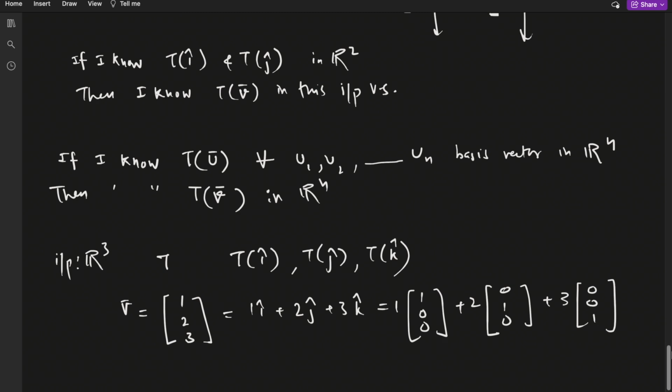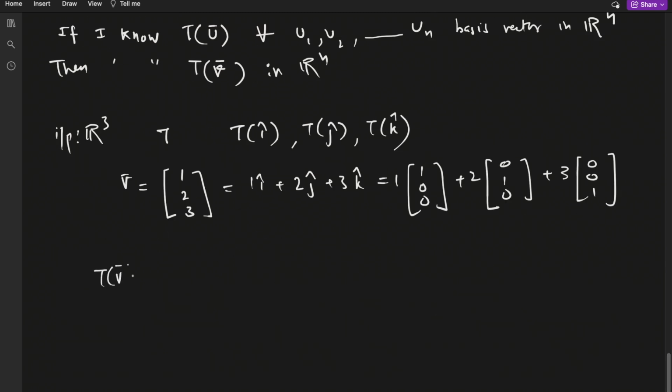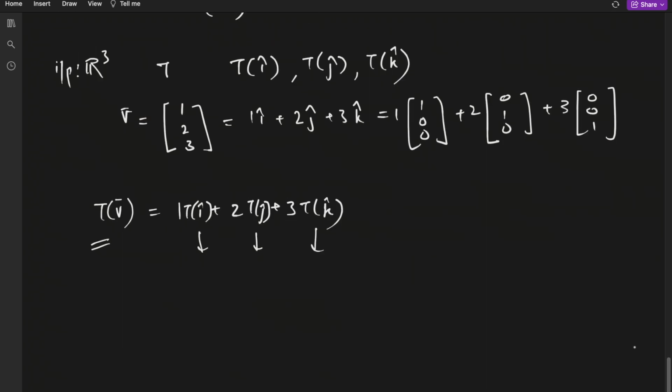Okay, so if I need to find Tv, as I already told you, Tv is nothing but the same linear combination, 1, 2, 3, but with transformed i hat, transformed j hat, and transformed k hat. All right. So all I need to know is the transform of i hat, transform of j hat, transform of k hat. If I know this, then I know the transformation for any vector in that vector space. So that's why we say that for a given transformation T, we just need to know how it transforms the basis vectors. If we know that, then we know everything.